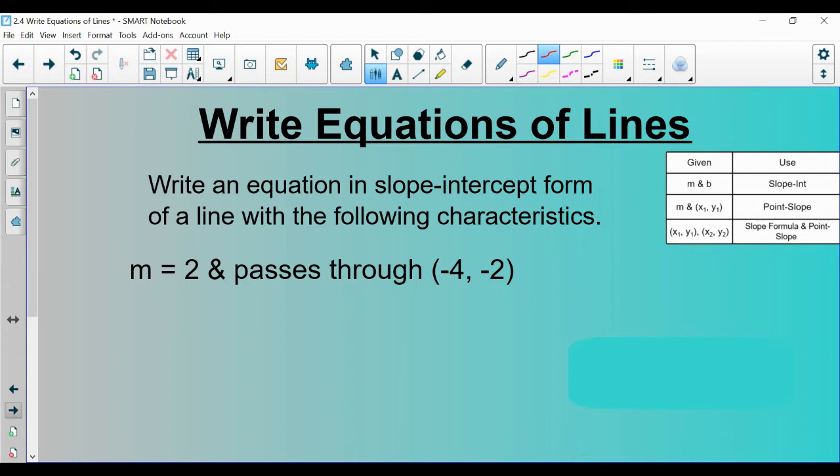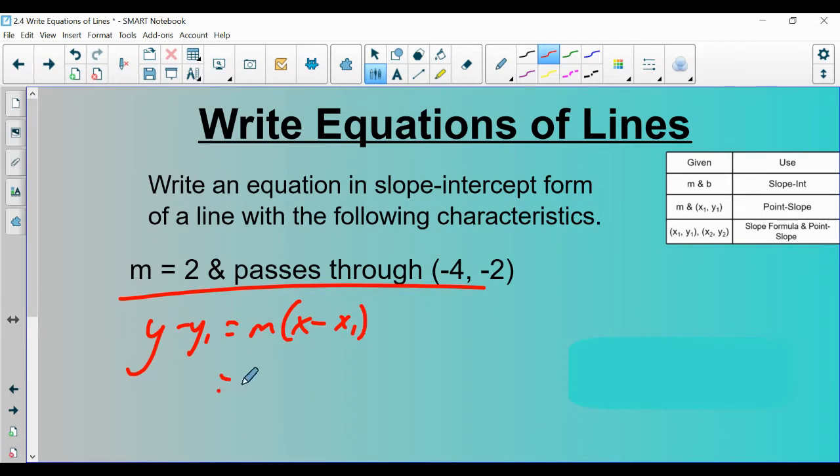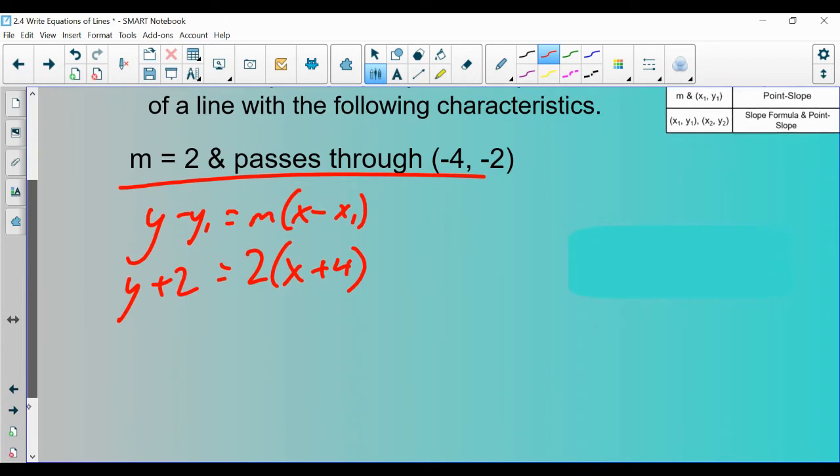Why don't you guys go ahead and try this one? Pause it here, see how you do. All right, so y minus y1 is equal to m, x minus x1. 2 is the slope, that'll go in for m. X, now these are negative, so be careful here. X minus a negative 4 is just x plus 4. Same thing with y minus a negative 2, that's just y plus 2.